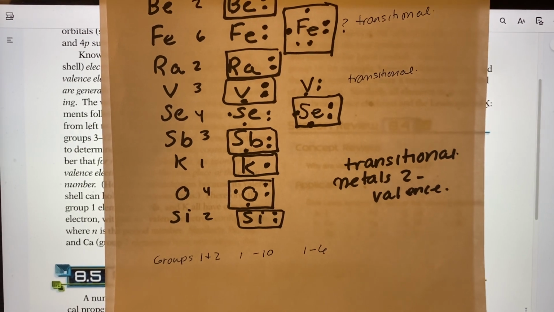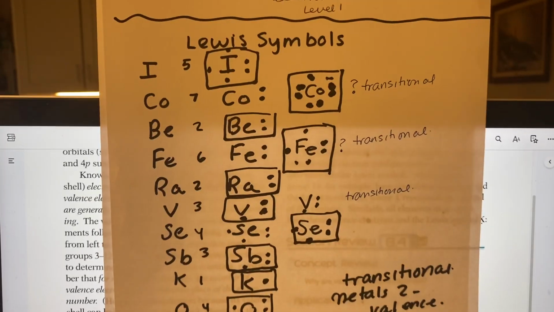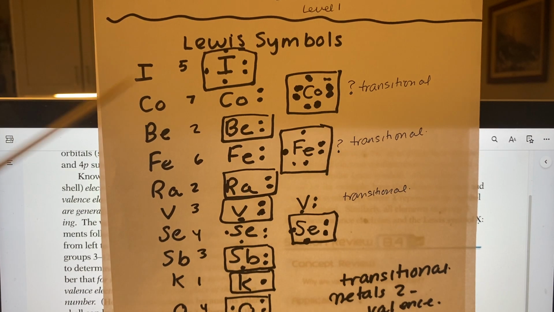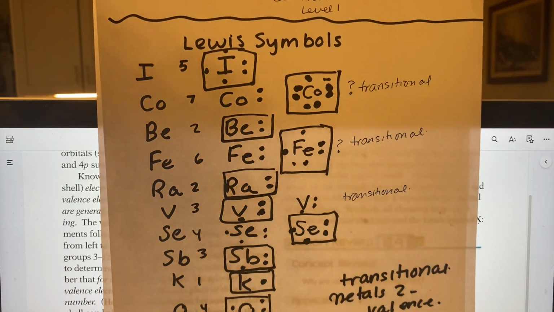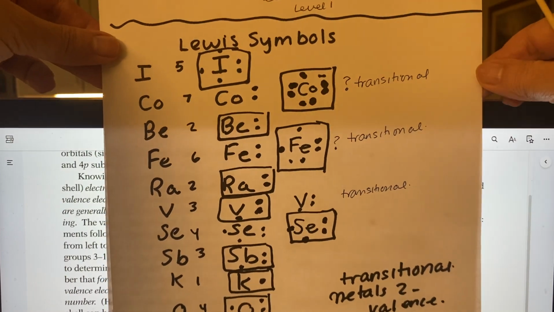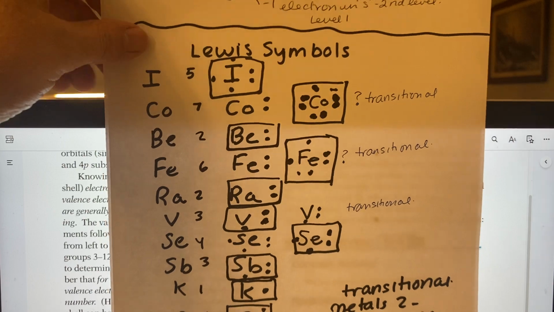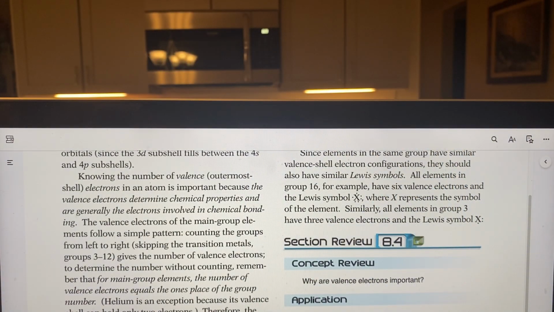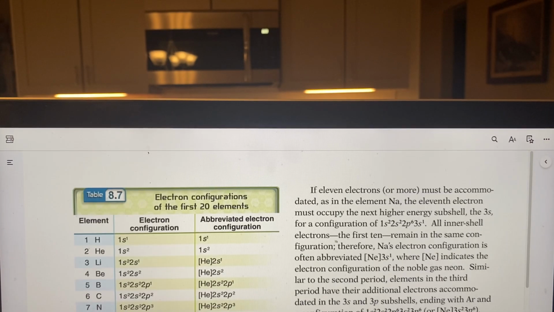Okay, see if I can. Oh, I don't want to go up too far. Okay, here we go. Symbols. So here's iodine. And I looked these up, and you can just look these up on the periodic table, right, where they're at. So in fact, let's go back to the periodic table here first.